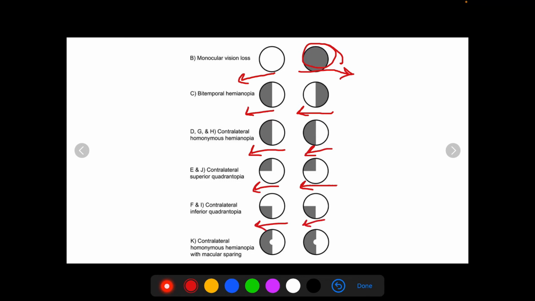Okay, now I explain. As we see in bitemporal hemianopia, it's different directions. So if you mix these two arrows, it will be like this. This shape is like the optic chiasm. So the cause will be the optic chiasm, the defect at the optic chiasm level. As we see, all the visual field parts behind it are in the same direction. So if it is all the same direction, it's after the optic chiasm. The lesion is after the optic chiasm.